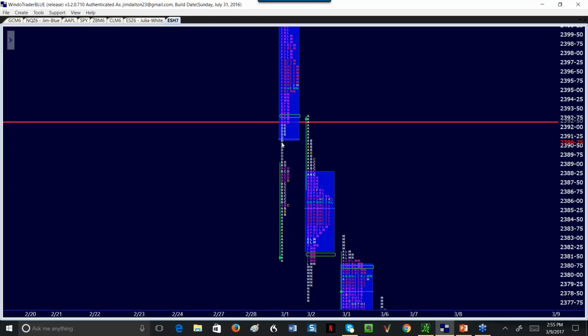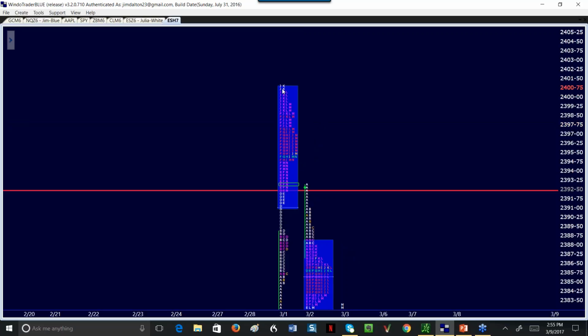But the first rotational day I want to show you is the day following that trend day. Even though you'll say, well, there's no excess on the high. It doesn't always happen that way. Remember, one of the reasons that you get no excess is a market got too long. If there's no excess on the high, it could be a market got too long. No excess on the low, it could be because a market got too short.